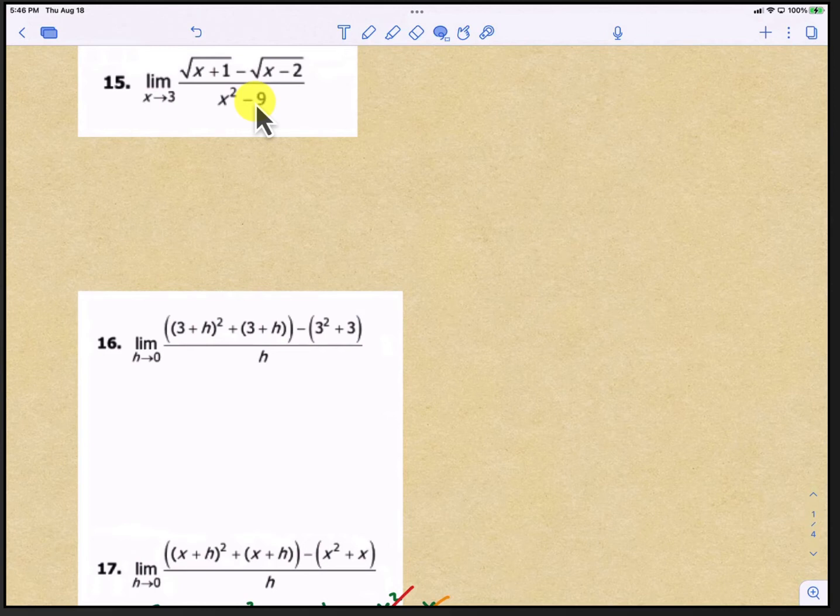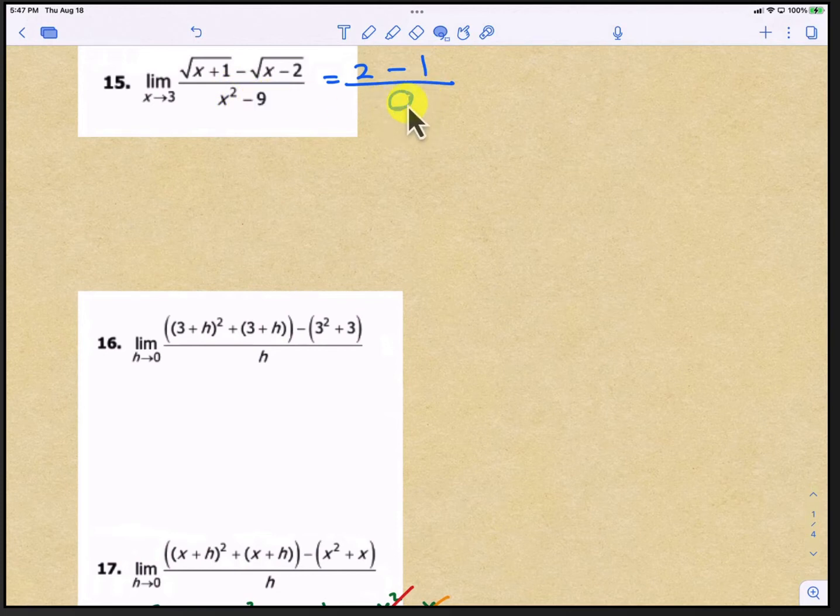So let's just go ahead and do direct substitution. If you plug in 3 for x, that's 3 plus 1 is 4, and the square root of 4 is 2 here. Plugging in 3 for this x, 3 minus 2 is 1, and the square root of 1 is 1. There's a minus in the middle, so we have 2 minus 1 on the top. Plugging in 3 in the denominator, 3 squared is 9, minus 9 does give us 0.